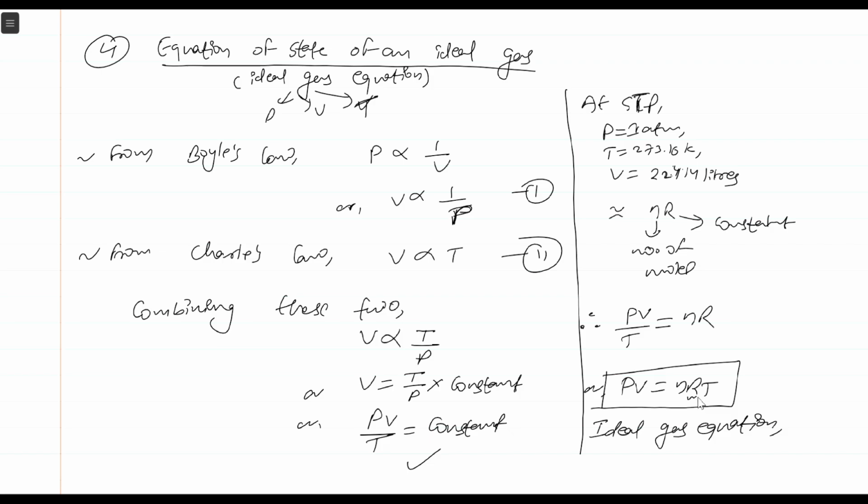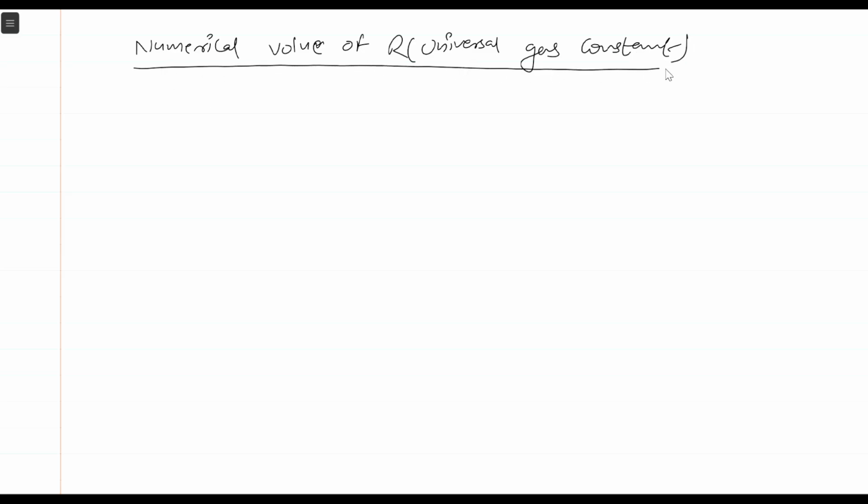Now we need to talk about this R as well. So what is the value of R? If it is a constant, it must have a certain value. Let's talk about its values. Numerical value of R, where R is the universal gas constant. So if we find out the value of R from the ideal gas equation, then it will become R is equal to PV by nT, right?